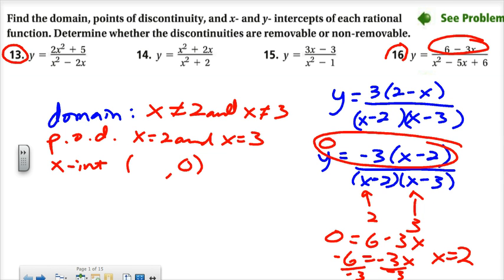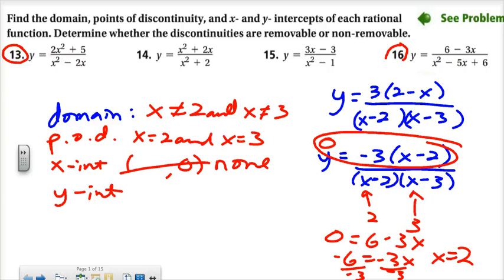Problem? We can't put 2 into this function. Remember, look at our domain up there. We're saying x can't be 2 because that will make us divide by 0. So once again, we have an x-intercept where we have to put, we don't have one. It's none. Our y-intercept.